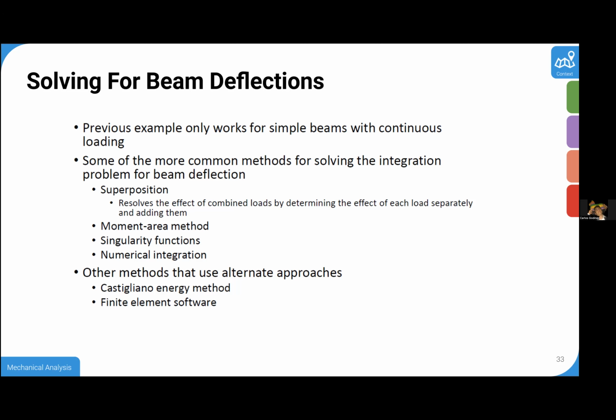And these are some of them. So superposition, moment and area method, singularity functions, numerical methods, and those are all still calculus based. There are two methods that are energy based. Castigliano is how you butcher saying that. I don't know how you say it. Which is using an energy method.